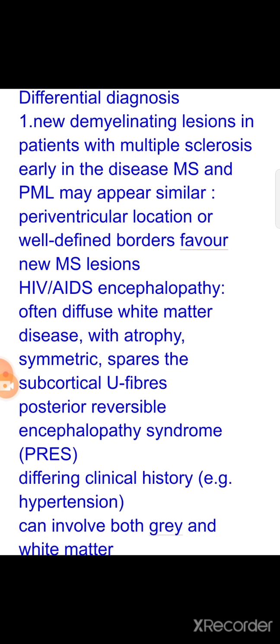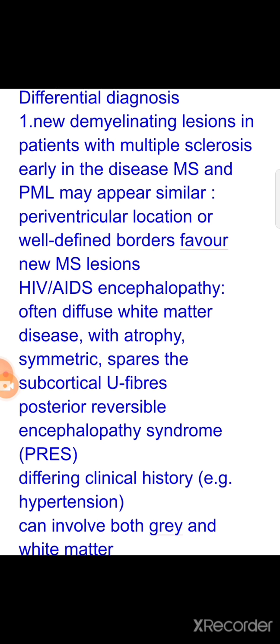So the first differential is new demyelinating lesions of multiple sclerosis. In early stages, both cases will appear similar. However, in case of multiple sclerosis, there is periventricular location and well-defined borders.